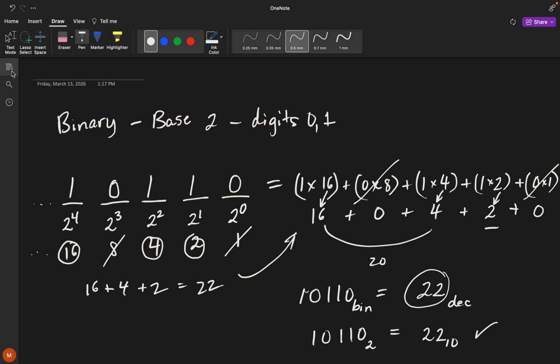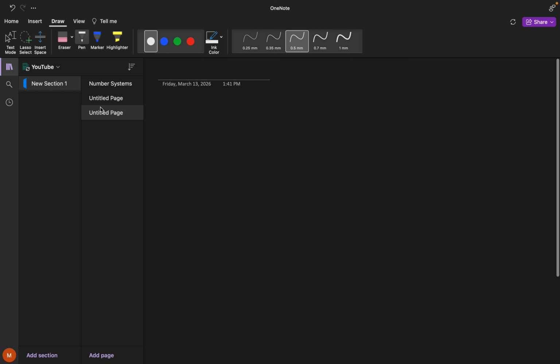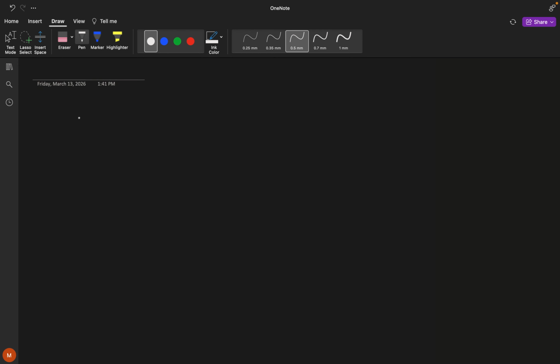Let's just do a couple little examples of that. This is binary to decimal. Just one more example or two. 11011 in base 2 is what in base 10?